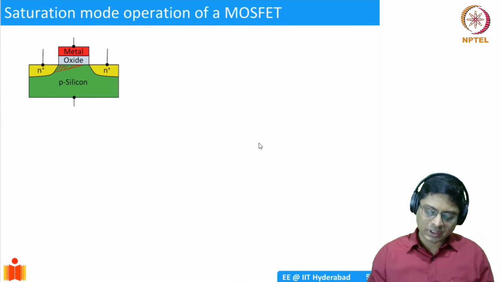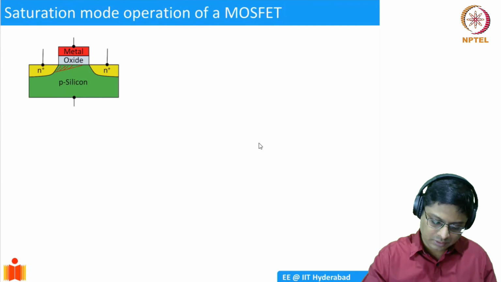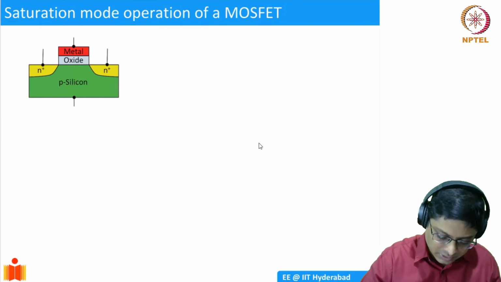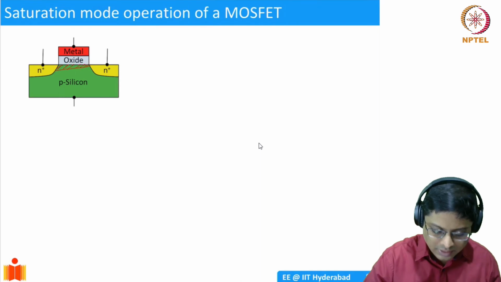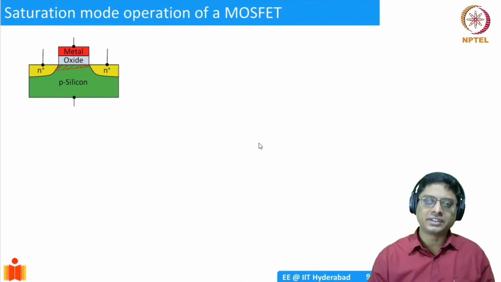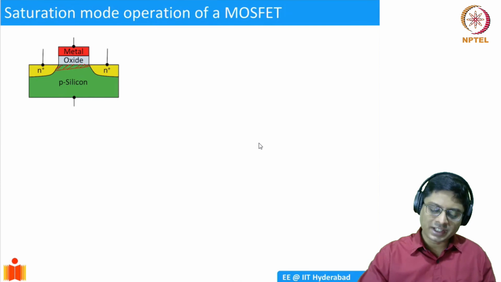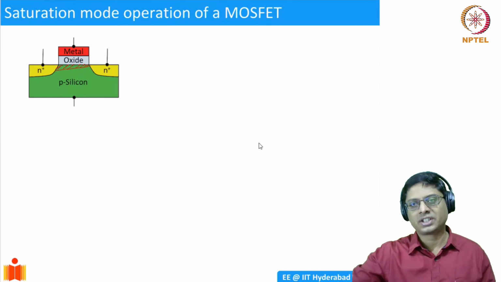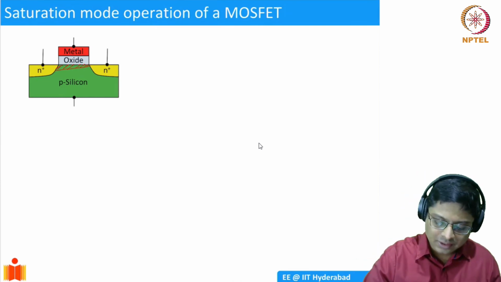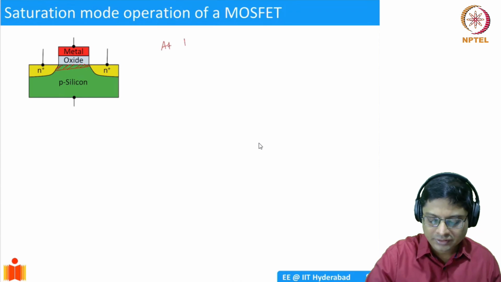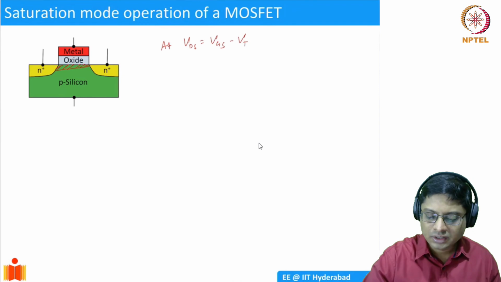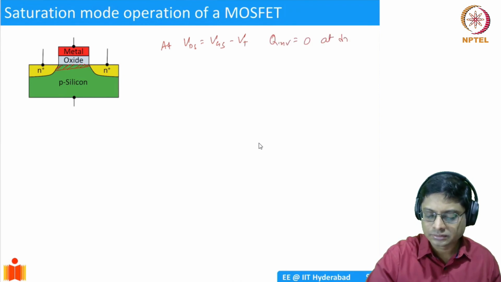What I'm saying is, let me do this like this. Okay. So as my VDS increases, there is a variation of inversion charge across the channel. At VDS equal to VGS minus VT, Q inversion is going to be 0 at the drain, or rather at X equal to L.